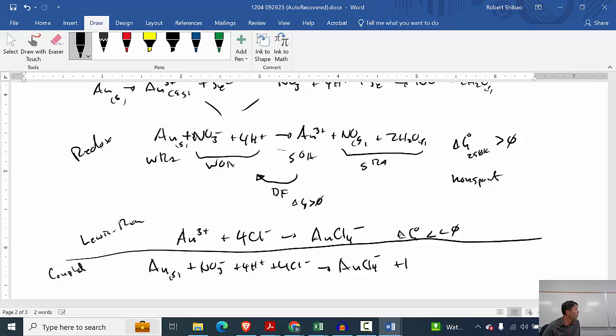Plus NO plus 2H2O liquid. Now, the delta G for the net, or the coupled reaction, is just going to be equal to the sum of the delta Gs for the steps. And so here we're going to have the first delta G is going to be positive, plus the second delta G is going to be more negative. And so overall, it comes out negative.